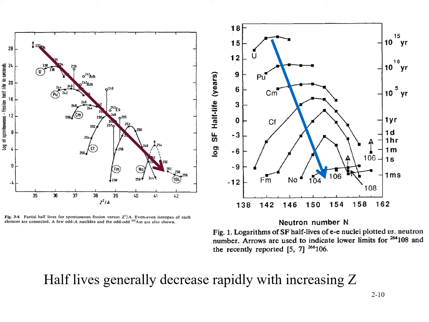Here's another example of how we see the half-life change as a function of neutron number, with isotopes grouped into their elements. And we definitely see this trend as we go from uranium down to element 108. We see a definite decrease in spontaneous fission half-life.